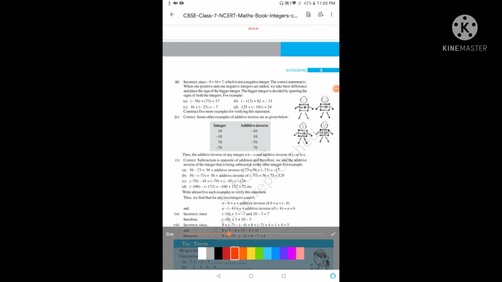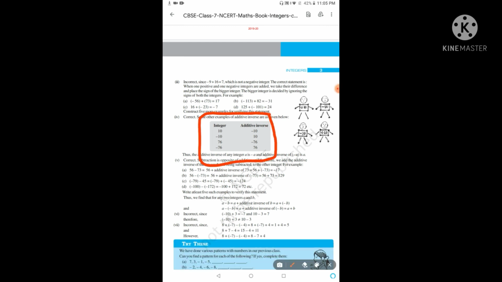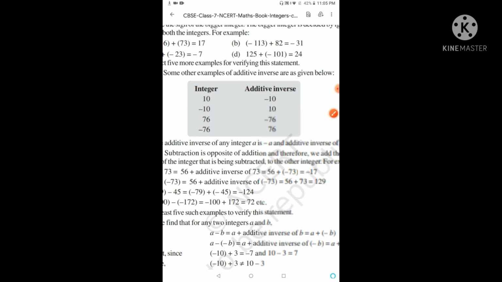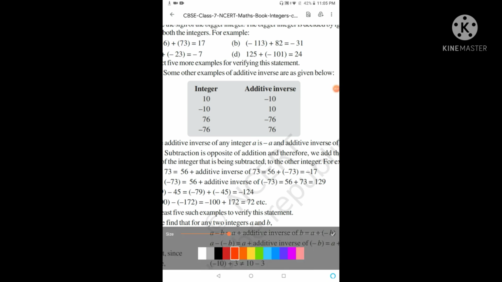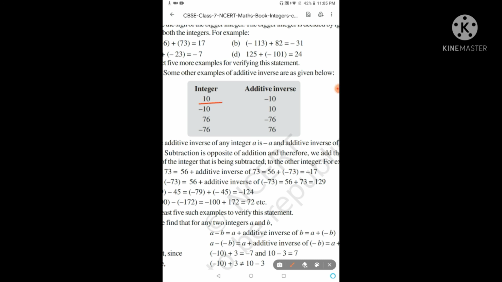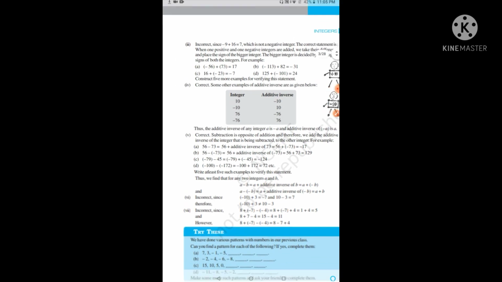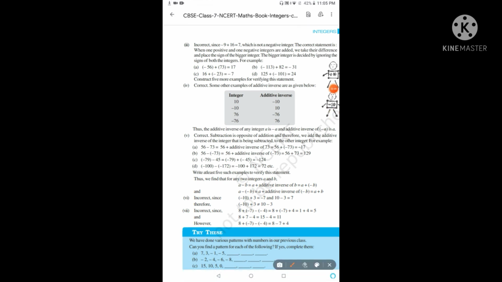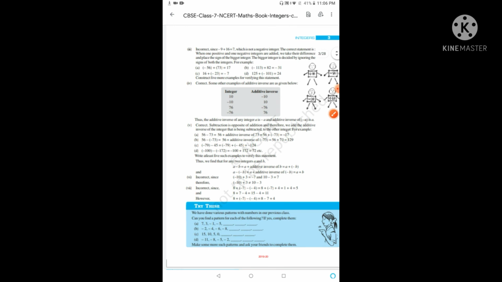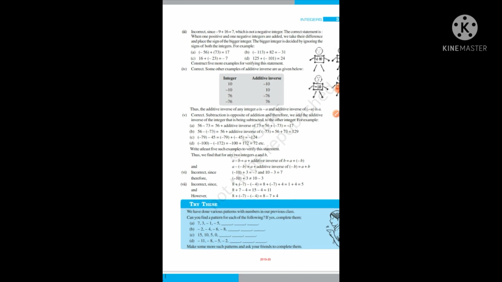Now, see in the book also the additive inverse is given. If the number is plus, then its additive inverse will be minus. 10 becomes minus 10, minus 10 becomes 10, 76 becomes minus 76, minus 76 becomes plus 76. So minus plus, plus minus, clear? And it is very important. So the thing which I thought is important, I am making a star. Try to do some yourself. Additive inverse of any number A is minus A, and additive inverse of minus A is A, correct?